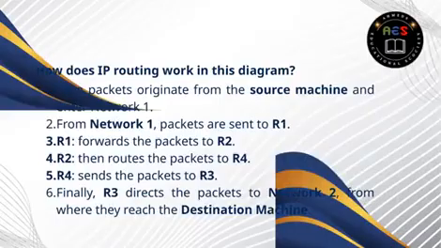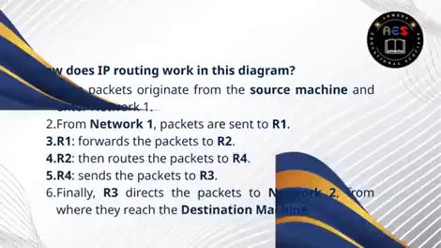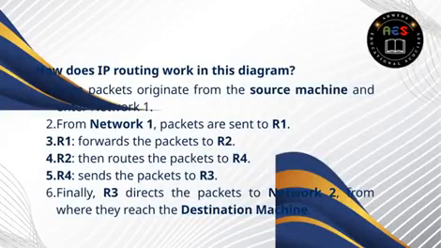Let's walk through how IP routing works in this diagram. First, imagine data packets starting from the source machine and entering Network 1. From there, these packets are sent to R1, which acts as the first router in the path. R1 then forwards the packets to R2, which continues the journey by routing them further along the network.